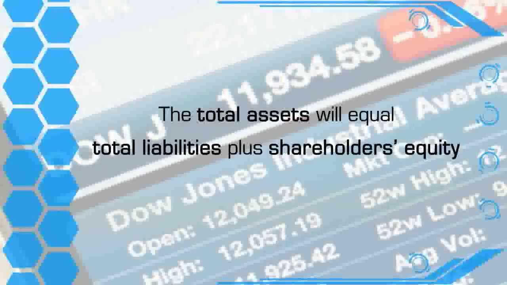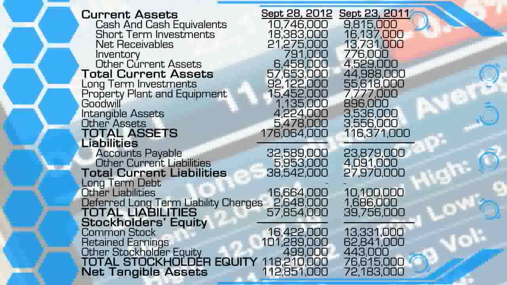Let's look at a real balance sheet. Here's the balance sheet of the Apple Computer Corporation as of September 28, 2012, compared with September 23, 2011. Apple Incorporated's balance sheet is broken down into two areas. Assets are shown at the top, and liabilities and shareholders' equity are shown below. The balance sheet is in balance. The assets equal the sum of the liabilities and the shareholders' equity.